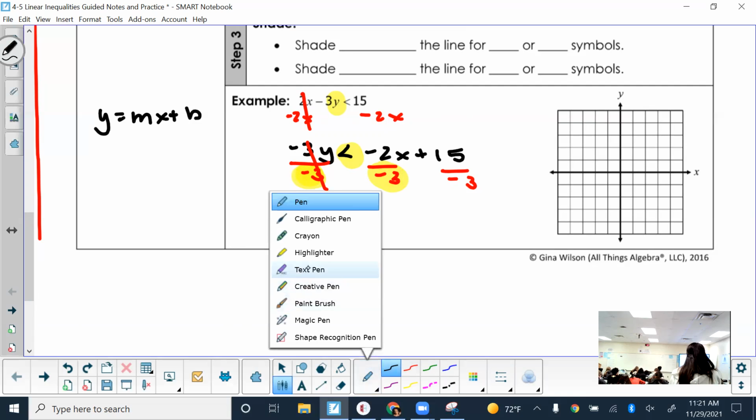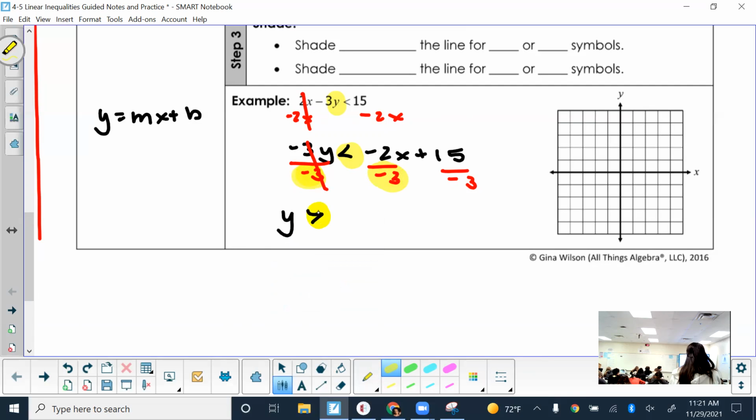What is my slope going to be? Can it be a fraction? Yes. So negative 2 over negative 3. Can I simplify that fraction? Yes. You shouldn't have a double negative in your fractions. A double negative would make a positive. So it can be a fraction, it just needs to be a simplified fraction. That's my slope. What's my y-intercept? Negative 5. Good. Questions, comments?